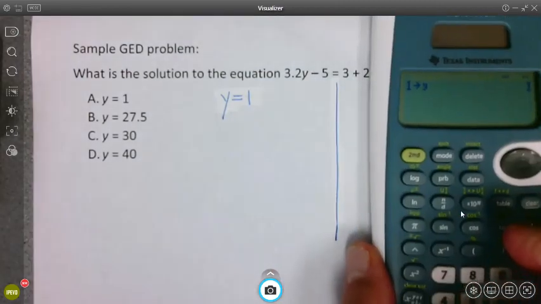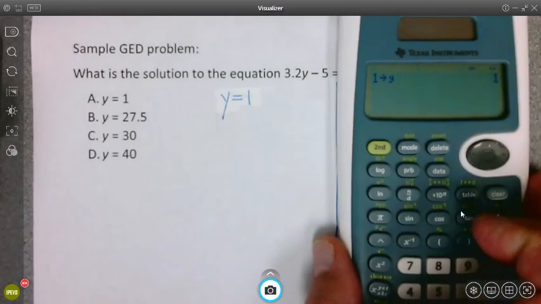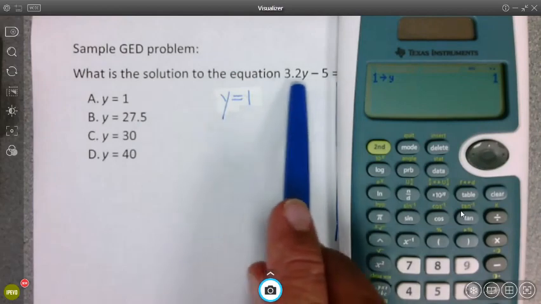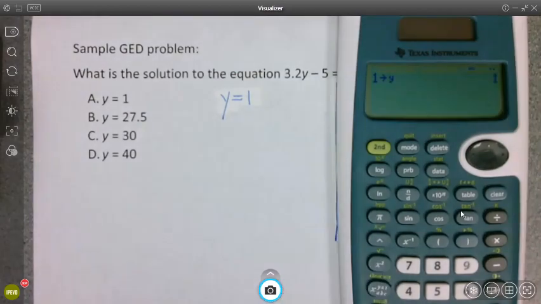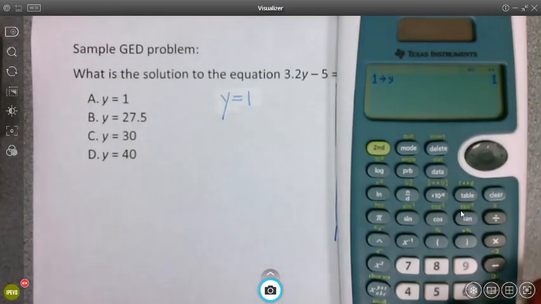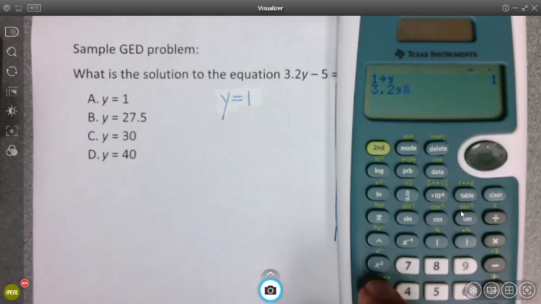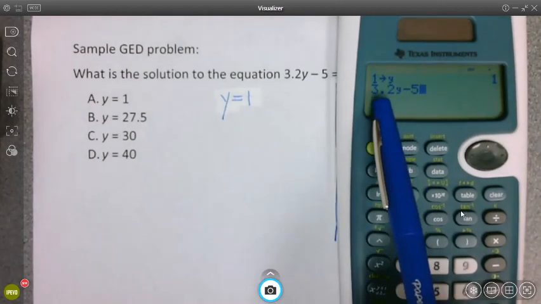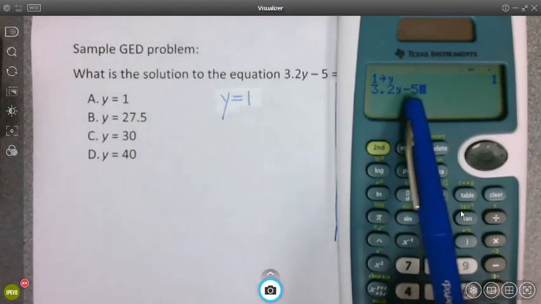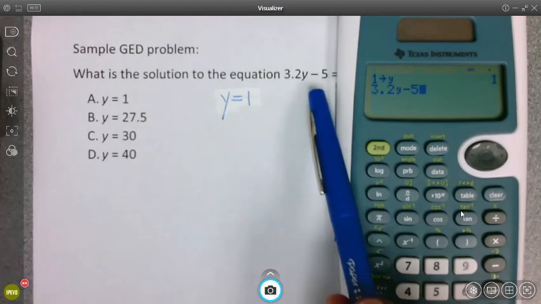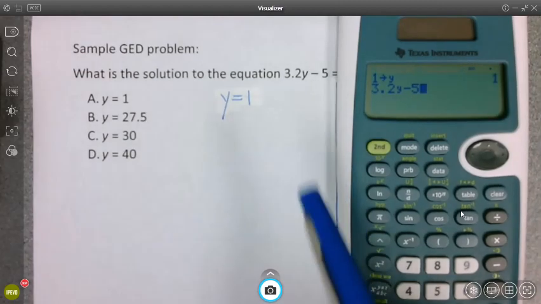Now what I'm going to do in the calculator is enter this expression 3 2/10 times y minus 5. So I do that by entering 3 2/10. Then I go to the variable key again. I hit the variable key until I see the letter y, and then a subtraction of 5. Now notice what I've just done. I've entered in 3 2/10 times y minus 5, just like we have on the left-hand side of the equation.